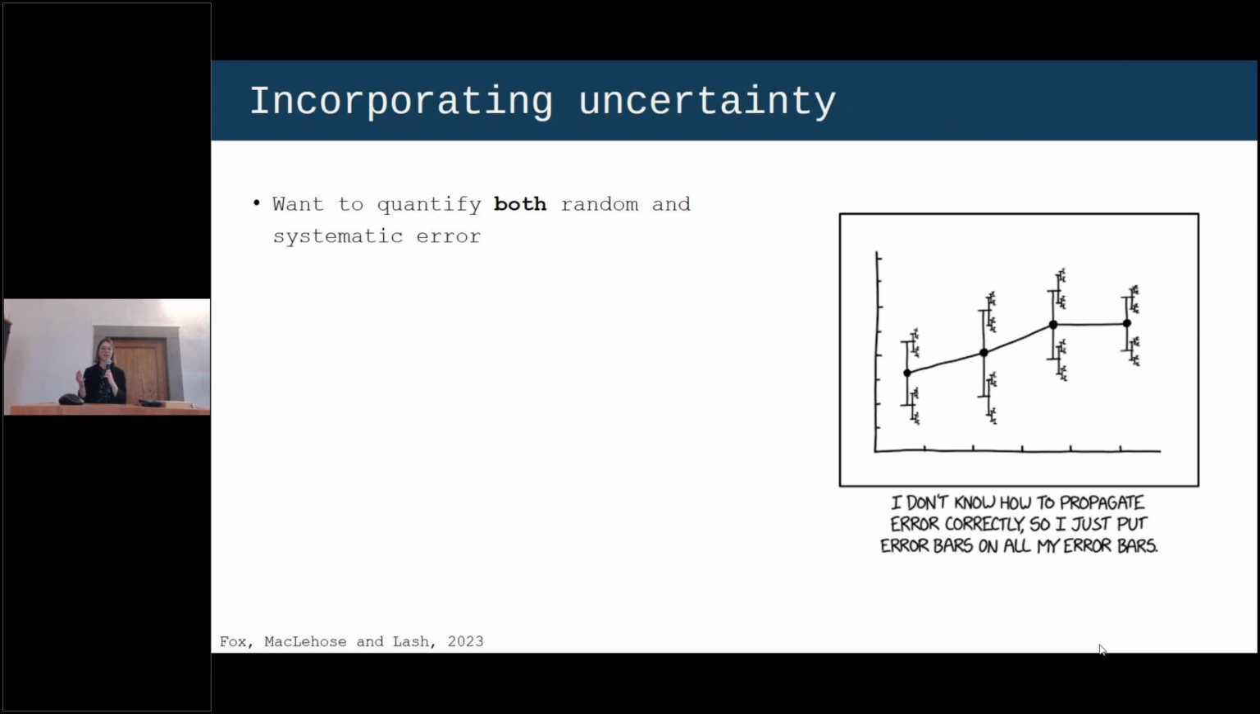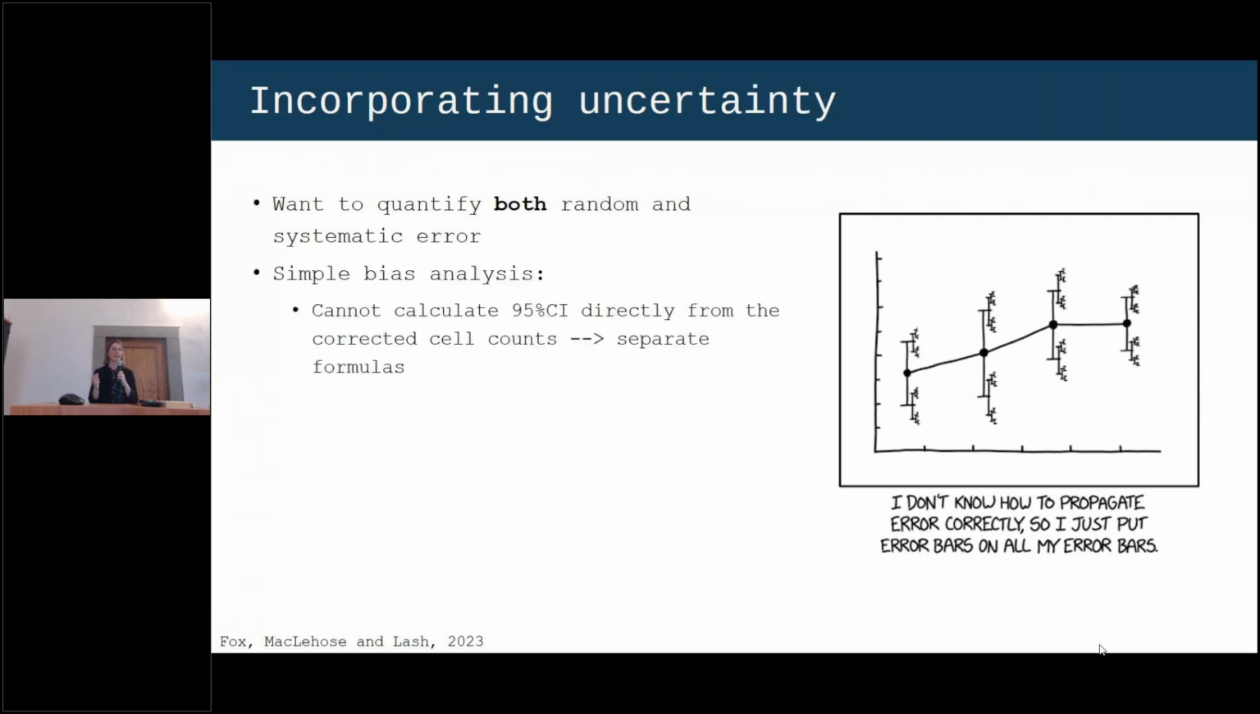Quickly about incorporating uncertainty. The point about quantitative bias analysis is that it's a means for us to quantify both random and systematic errors, or at least get us to think about both random and systematic error. In simple bias analysis, I've shown you all the formulas. You might be tempted to just go and apply them and then think, oh, I have a 2 by 2 table, let me calculate my confidence interval. You can't do that because that doesn't take into account that added uncertainty.